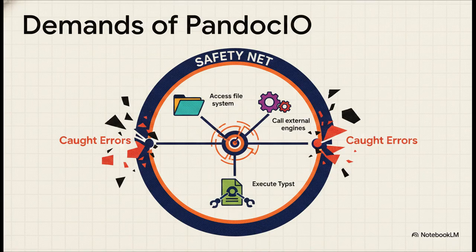We're hitting the file system, we're calling out to external engines, and we are literally executing the Typst binary right on our machine. Those kinds of heavy lifting actions absolutely demand the specialized wrapper of PandocIO. It guarantees that if something goes sideways during that execution, Pandoc can actually catch the errors gracefully within its own internal system. So it's not just extra boilerplate, it's a critical safety net.